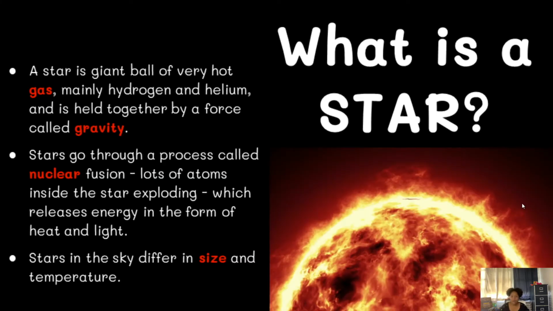So before we talk about constellations, we have to talk about stars, because constellations are just a group of stars that form a pattern. So first, let's knock that out. A star is a giant ball of very, very hot gas, and they're mainly made of hydrogen and helium. And stars are held together by a force that we know is gravity.